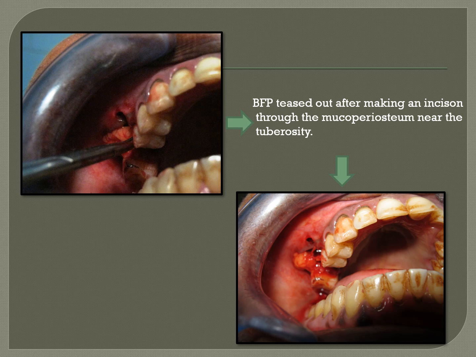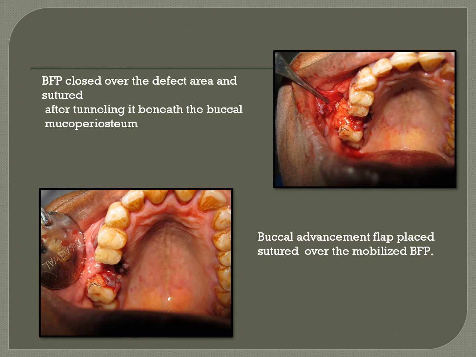How it was done is, we follow the routine protocol of procuring the buccal pad of fat, and it is teased out and sutured to the socket zone. Then a separate buccal flap was made and advanced over the buccal pad of fat. So it actually protects the fat layer.